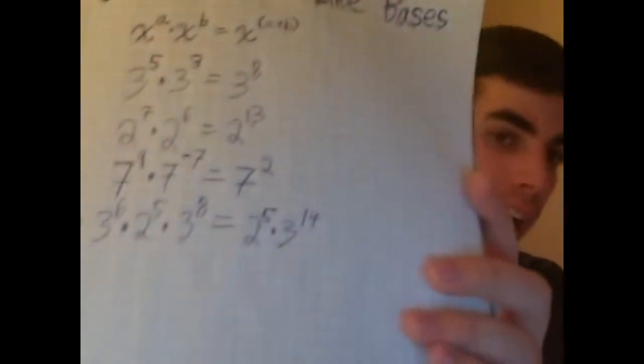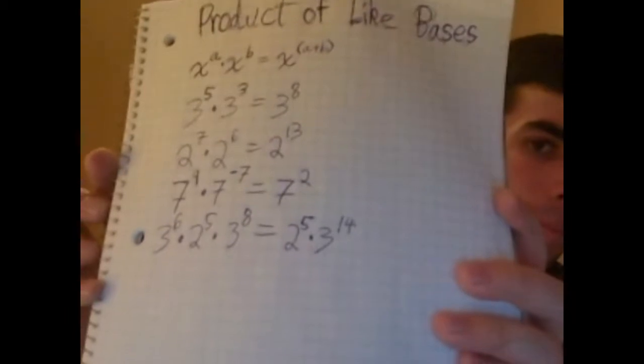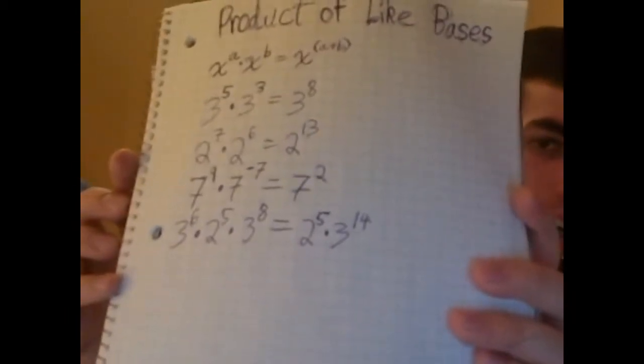It means the same. So this 2 to the 5th just comes along for the ride. We just move it to the other side. What about our 3's? We combine them by adding the exponents, right? So 3 to the 6th times 3 to the 8th will be 3 to the 6 plus 8, which is 14. Ta-da! And there is your magical answer.